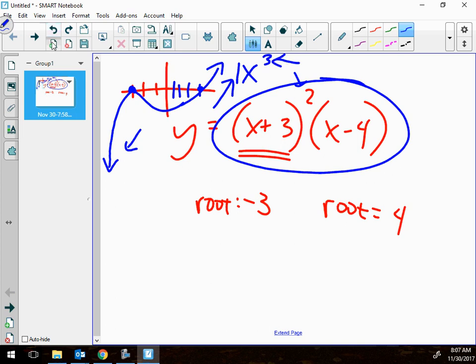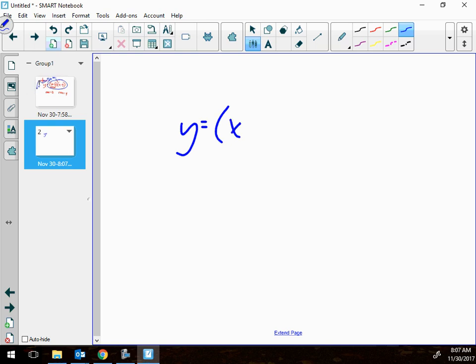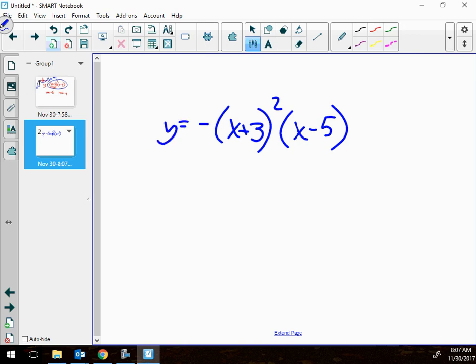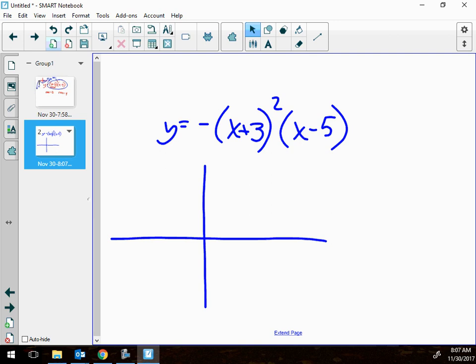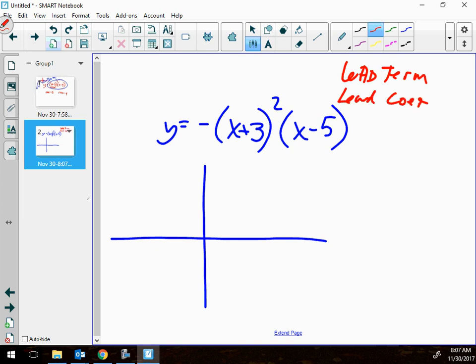All right, so sketching these, if I say here is an equation. I'll just keep it simple for your first one. And I'm going to add one more twist. Alert. There's a negative in front. Okay, I want you to sketch what you think this thing looks like. I'm going to pause for a second while you do that. I'd also like you to answer a few questions about it. What's its lead term? What's its lead coefficient? What is its right end doing? What's its left end doing?